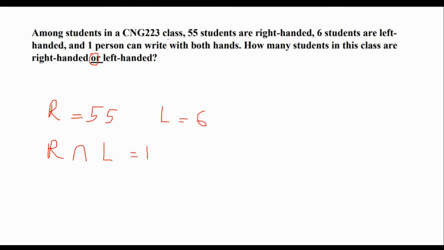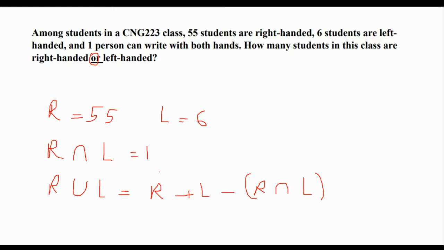So you see, whenever we talk about and, we are talking about intersection. At the same time it's happening. But when we talk about or, it means that we are talking about union. So you know about this rule. How can you write union in terms of marginals and intersection? So you can write it as R plus L minus R intersection L.